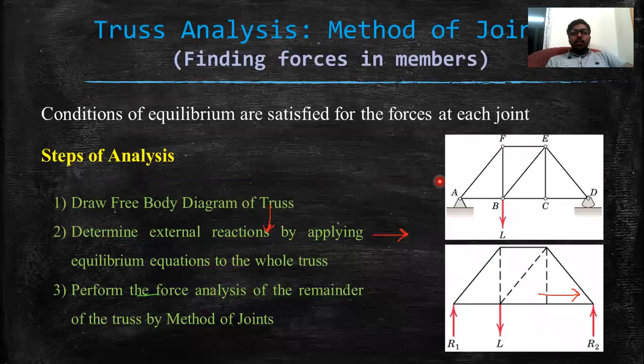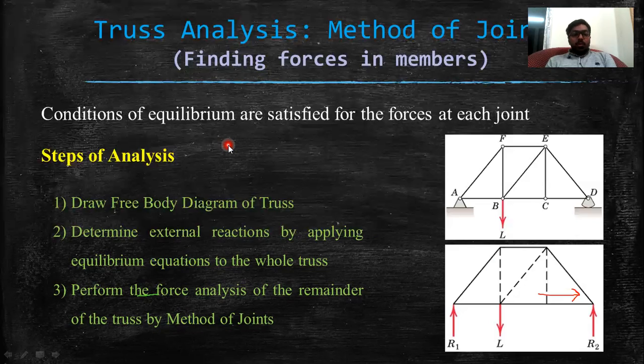Now we will discuss the method of joints. Why do we actually use the method of joints? There are two methods within your syllabus: one is the method of joints and one is the method of sections. We will use these two methods to analyze our truss structure, to find out the member forces within each member of the truss.